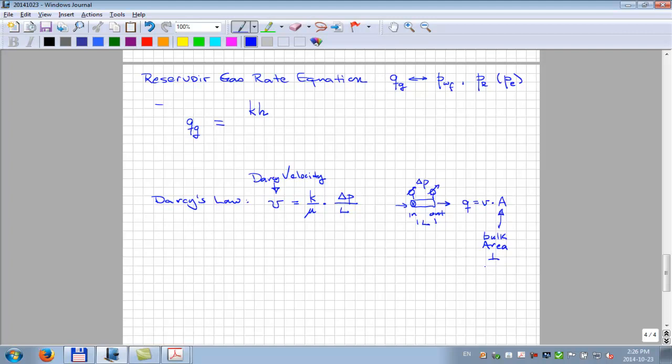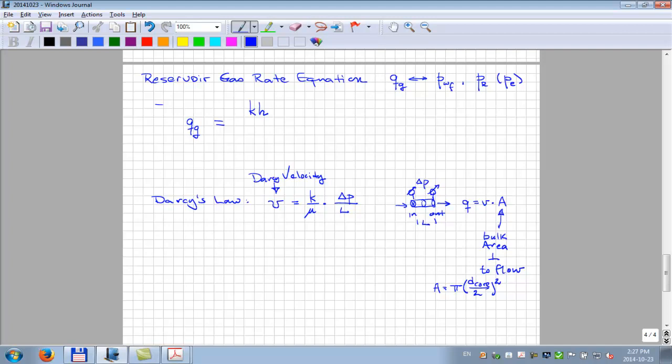Perpendicular to flow. Okay? So the flow is going horizontally, and if you look anywhere along the core here, it's a circular thing, perpendicular. So in this case, for this configuration, the area would just be pi times the diameter of the core divided by 2 squared, right?